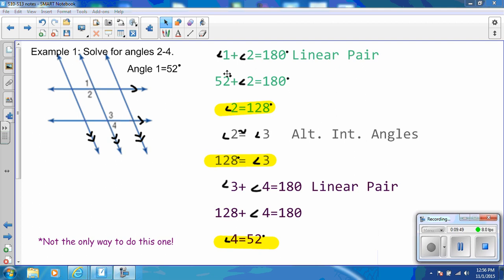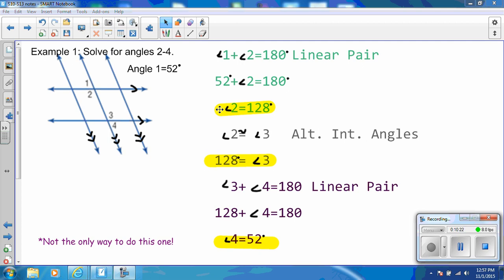So angle 1 plus angle 2, they're a linear pair: two angles that are right next to each other, adjacent, and they form a line between the two of them. There's that line right there. So I said angle 1 plus angle 2 equals 180 because it's a linear pair. I plugged in this 52 here, so 52 plus angle 2 equals 180. When I subtract 52 from each side, I know that angle 2 equals 128. So there's one of my answers. Angle 2 equals 128 degrees.